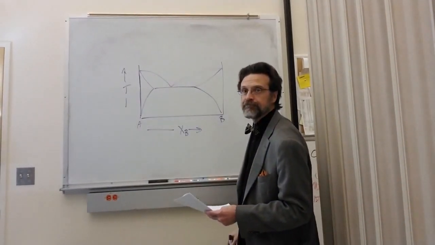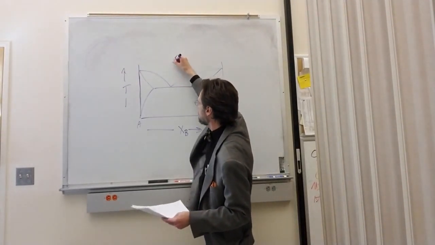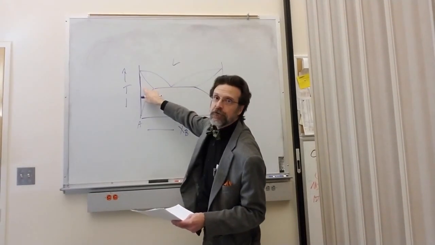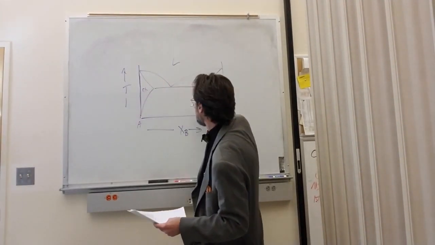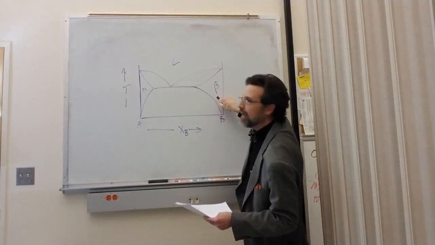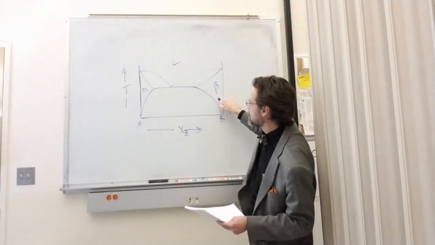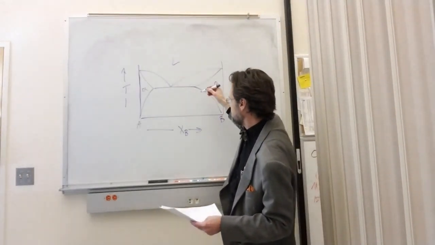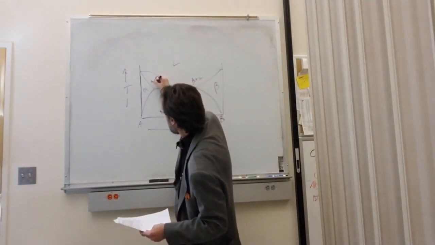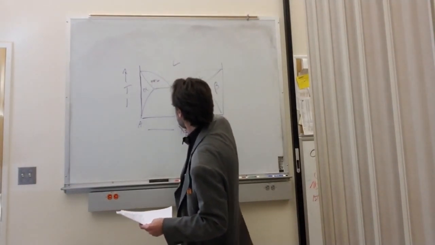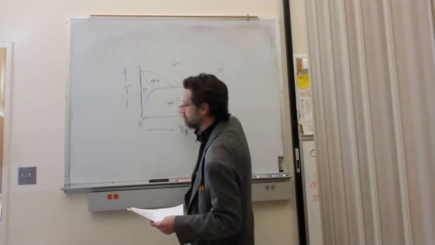phase diagram. So again, high temperature, liquid, far A side is going to have an alpha solid solution, far B side will have a beta solid solution phase, and then we draw in our two phase regions, beta plus liquid, alpha plus liquid, alpha plus beta.